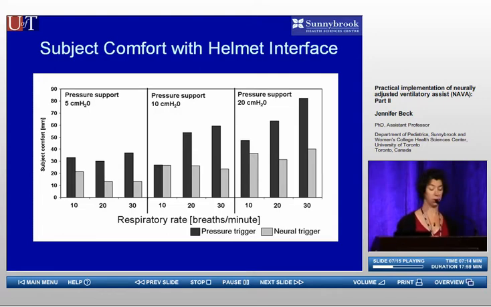And what is the impact of this? We also rated subject comfort. What you can see here is the subject comfort from 0 to 10, 10 being the most discomfort, I believe, and 0 being very comfortable. When the pressure trigger was used compared to the neural trigger, independent of what pressure support level you were using, maybe here there was equal comfort, but in general the neural triggering was giving more comfort. Because we get asked very often, what is the impact of the asynchrony, or does it make you more uncomfortable? Well, in this study, we found that when you were more synchronized, the healthy subjects were more comfortable.